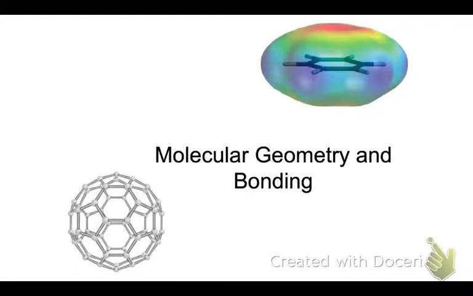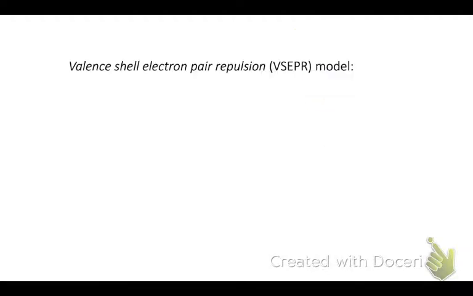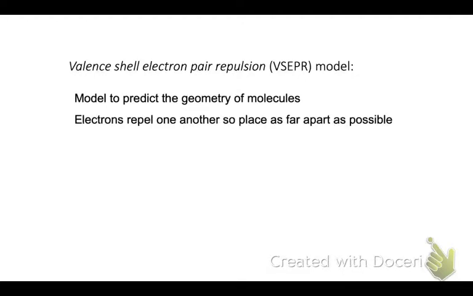In this chapter we will be learning about molecular geometry and bonding. We are going to discuss VSEPR theory, which is the valence shell electron pair repulsion model. That model will allow us to predict the three-dimensional shape of molecules. The model will predict the geometry of the molecule, and it is based on the fact that electrons repel one another, so we try to place them as far apart as possible from each other.